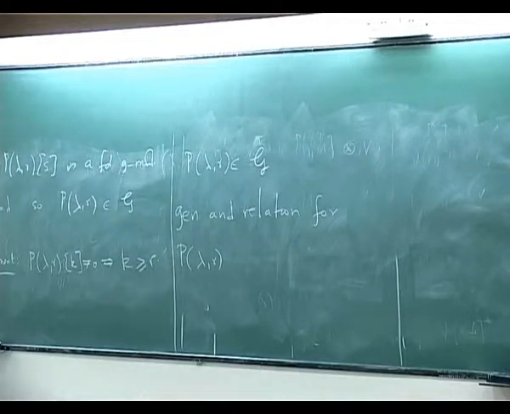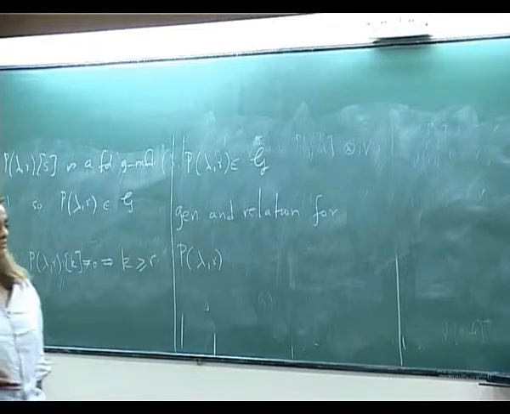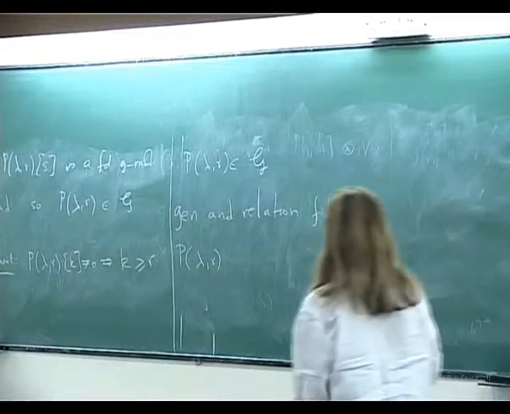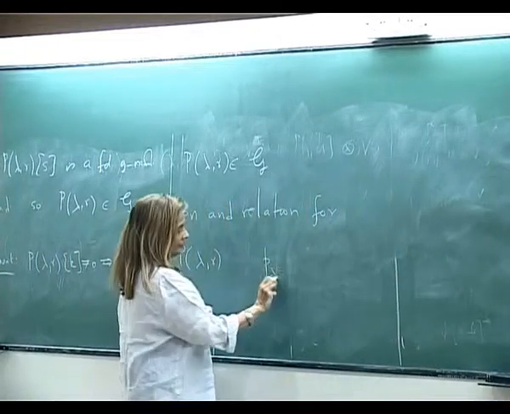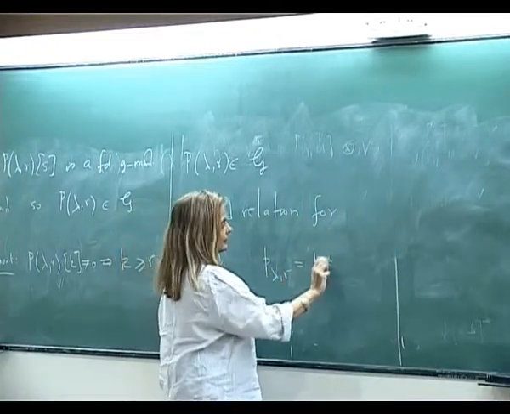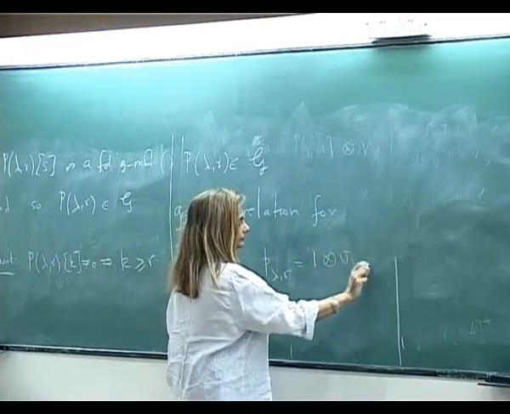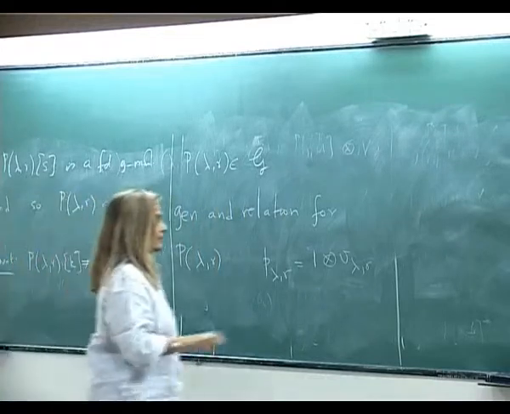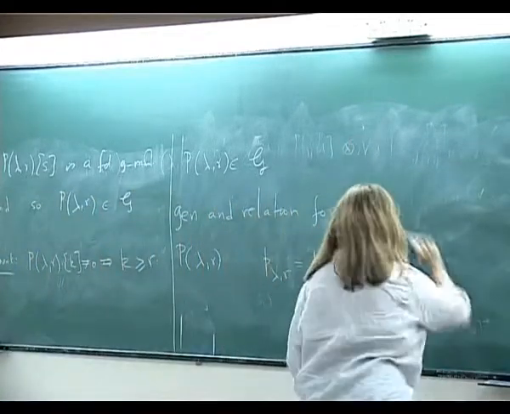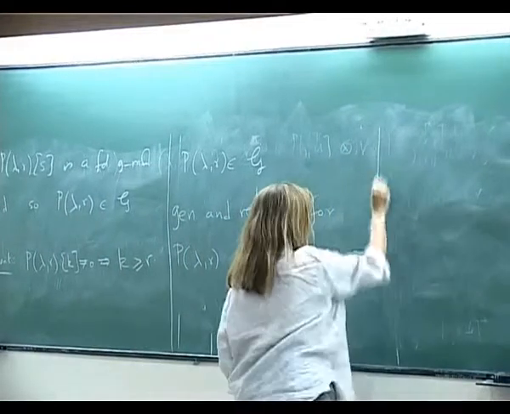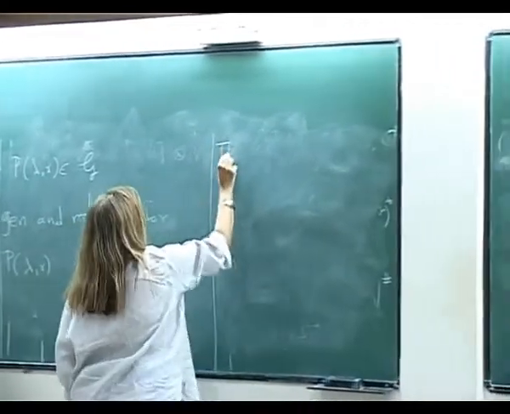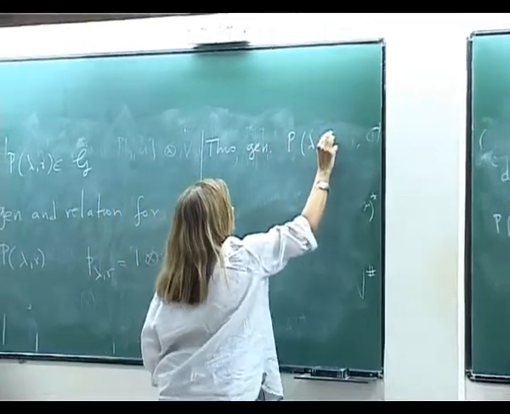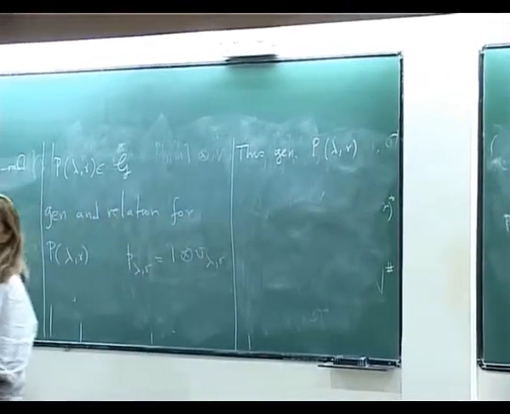Okay, so let's look at generators and relations for P lambda r. So what is an obvious generator for it? So let's write down P lambda r equal to 1 tensor V lambda r. Okay? So I claim that this obviously generates the module. So this generates P lambda r. Okay? So why is that?